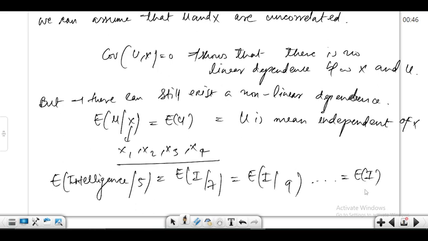So whatever level of schooling I'm looking at, and whatever expected value of intelligence that I get for any level of schooling, that is equal to the average level of intelligence for the entire population, irrespective of the level of schooling. So this is the assumption that we are making here, and let's see how this helps us. This is a very important assumption, and we'll try to see how it is going to help us sort the model in a better way.